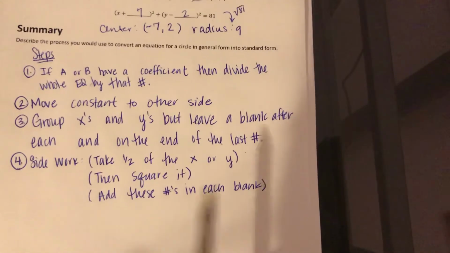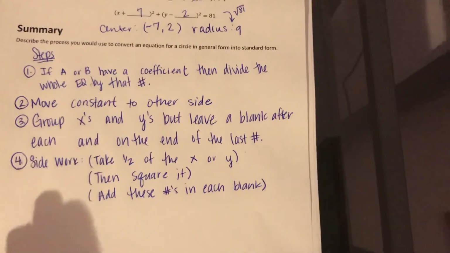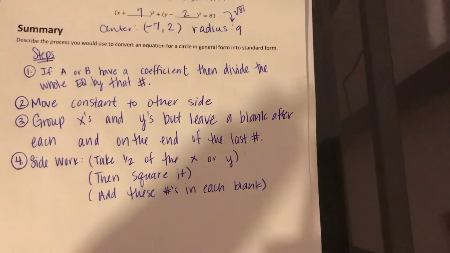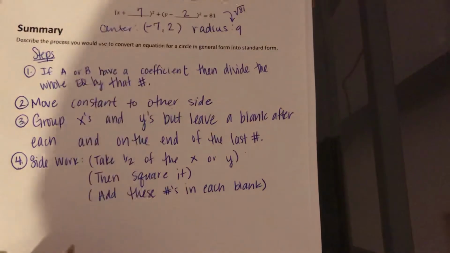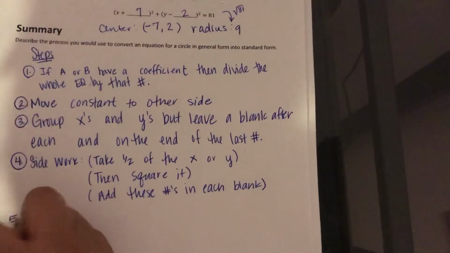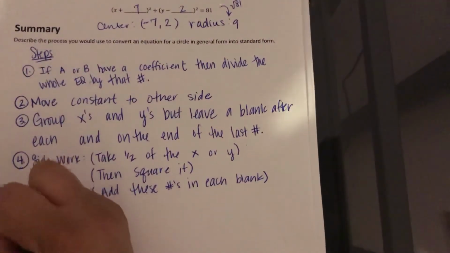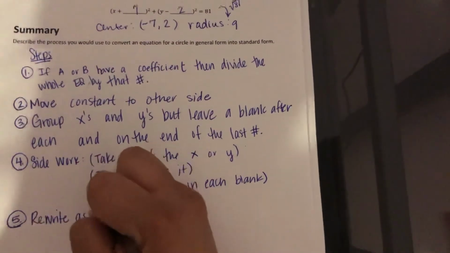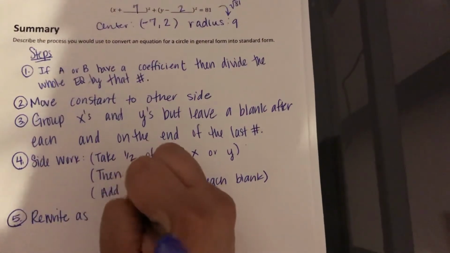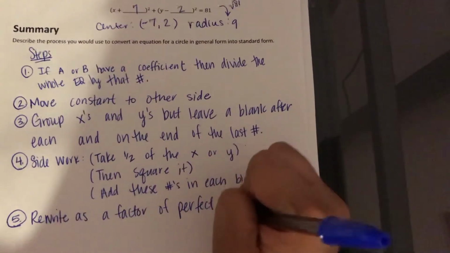Add these numbers in each blank. So the X number that you got, that goes at the end of the X. The Y number that you got, that goes at the end of the Y. And then you put both of those numbers after that answer that's on the equal side. Okay, so after you do that, you're going to rewrite as a factor of perfect squares.